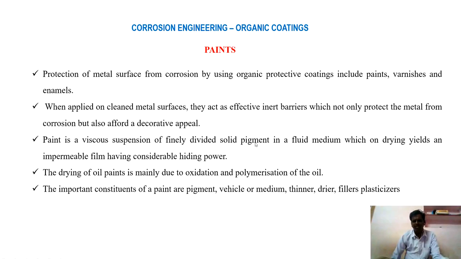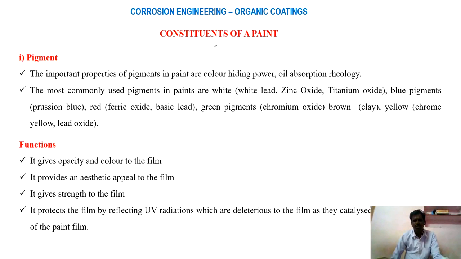This film has a considerable hiding power, that means surface color hiding power. This drying process involves the oxidation and polymerization of the oil. Some important constituents are given here. We have to discuss them one by one. First one is the paint material, pigment material. Pigments are color producing agents. These pigments give color to the coating, that means color to the paint.